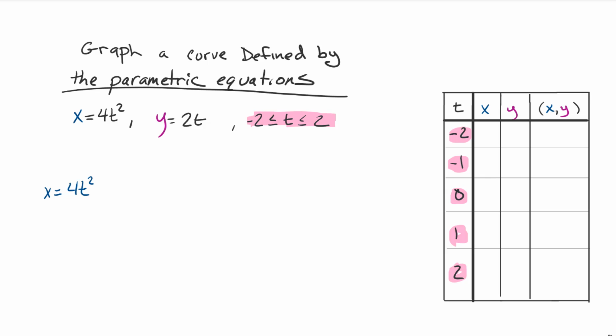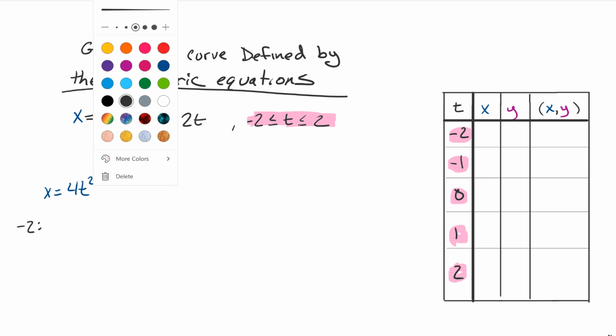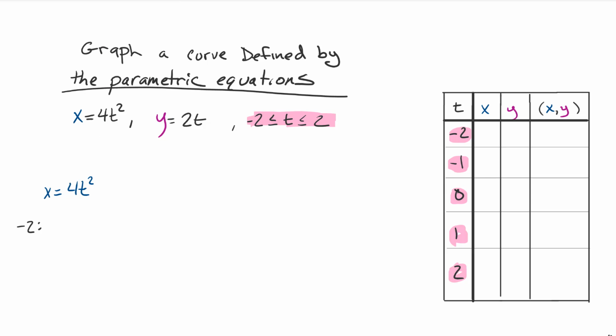So let's start. All right. Let's pop in -2, plugging that in for t. We're going to say that our x value is equal to 4 times -2 squared.